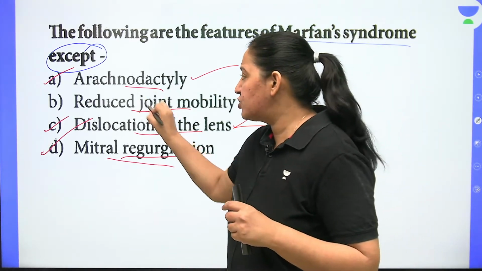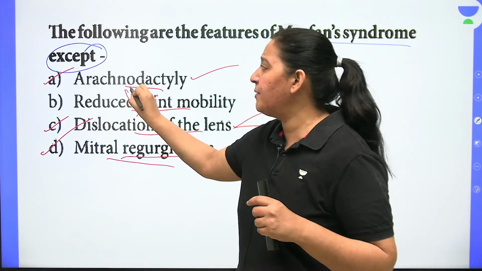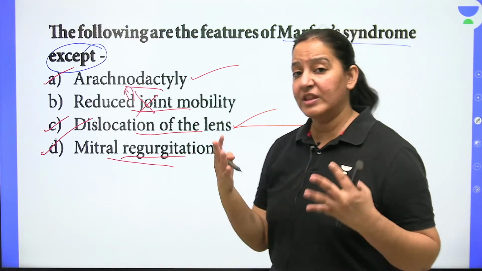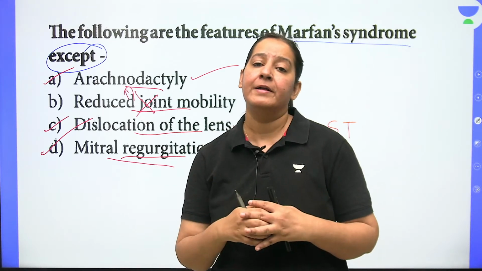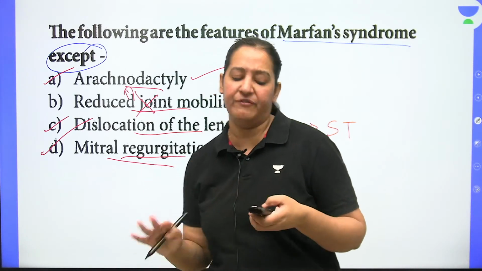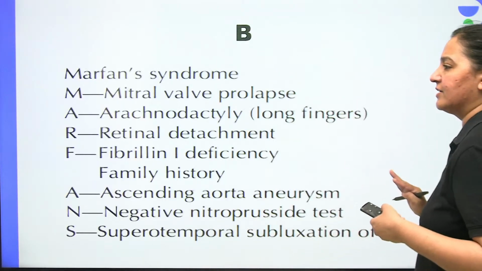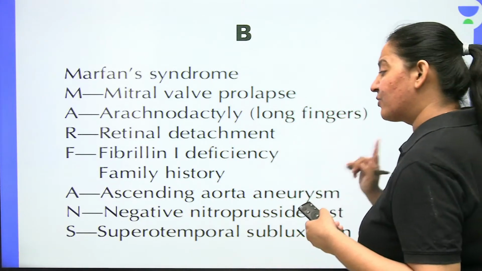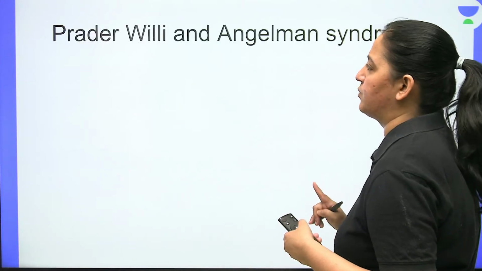But it is not reduced joint mobility. It is the increased joint mobility which occurs in Marfan. In Marfan, the joints are hypermobile. There is increased joint mobility. It is one of the features of Marfan. So the correct answer here is B. You got my point? So it is the increased joint mobility, not the reduced one.